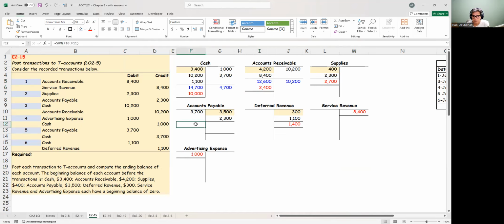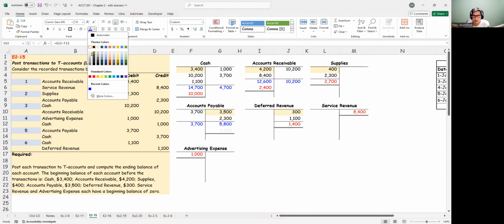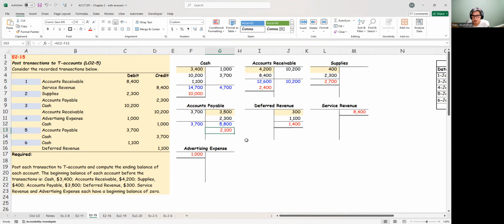Accounts payable, we have only one number over here, but we're adding that column. We have two numbers here, add those numbers up. Now the credit side is larger than the debit side. Take the difference and put the balance over here on the credit side.